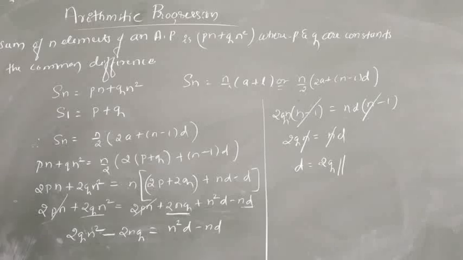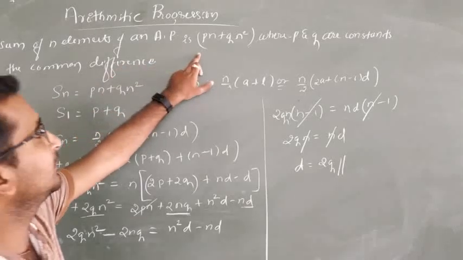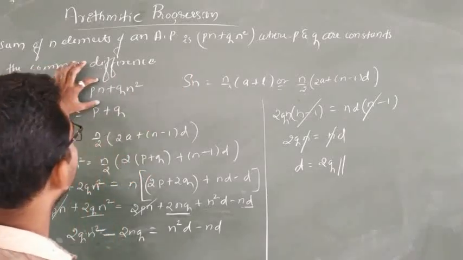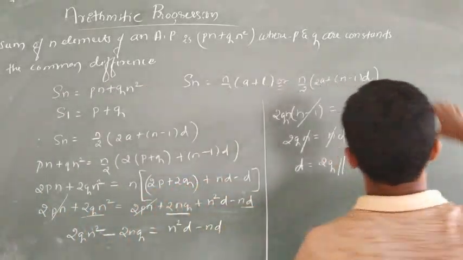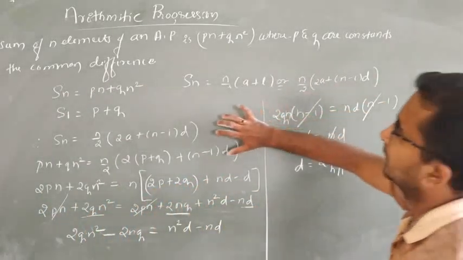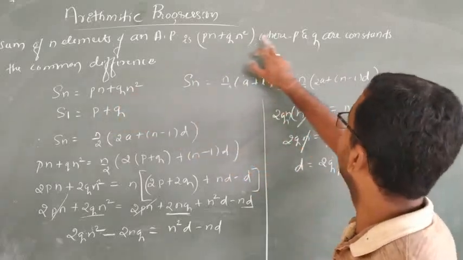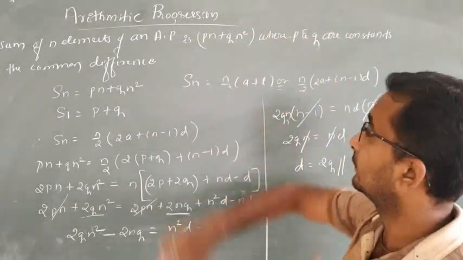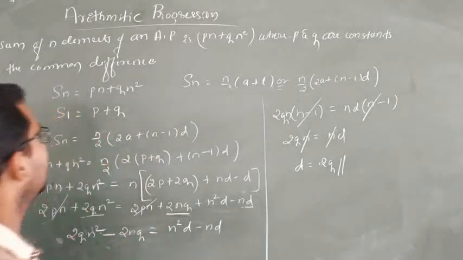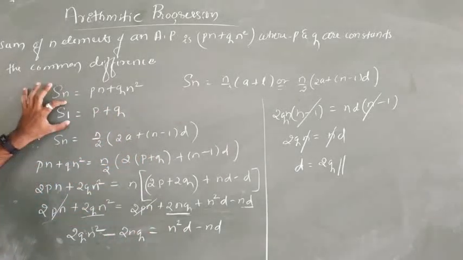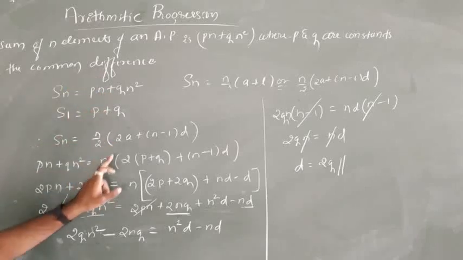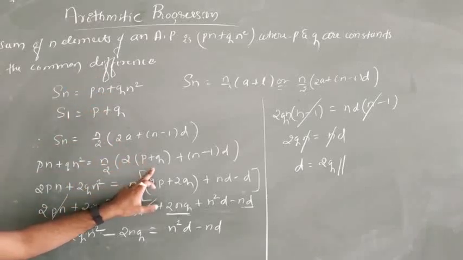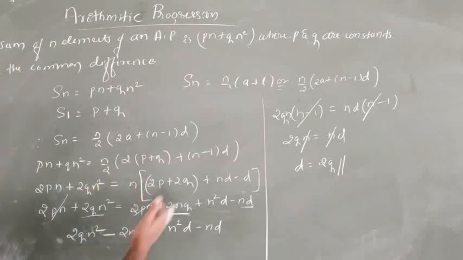Okay. So this is one of the very simple examples that were given. The sum of the n elements of an AP is given. So that is Sn, Pn plus qn square, is equal to n by 2, 2a plus n minus 1 d, we can write. That is nothing but pn plus qn square, where p and q are constants. We have to find the common difference. Okay. So what do I do? I need the value of a. The first term: put 1 in place of n, that is p plus q we got. So instead of a I have substituted p plus q. We have to find the common difference.